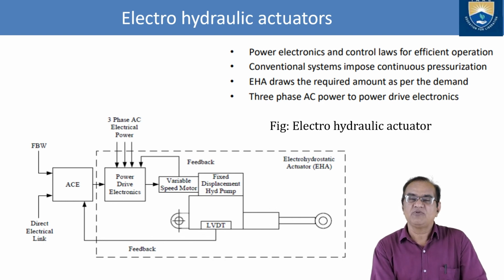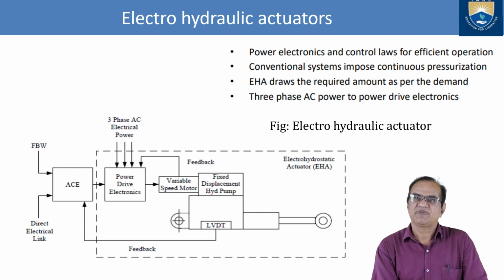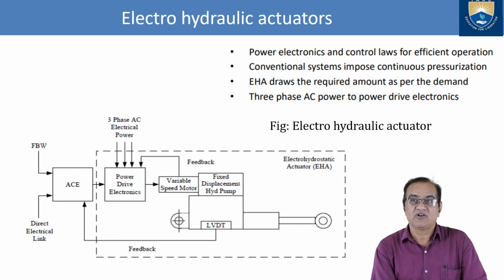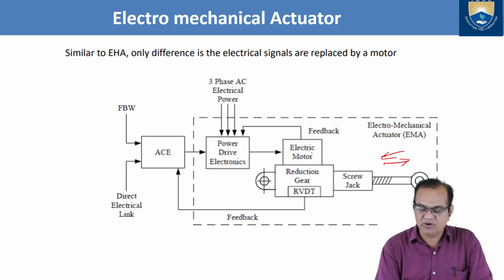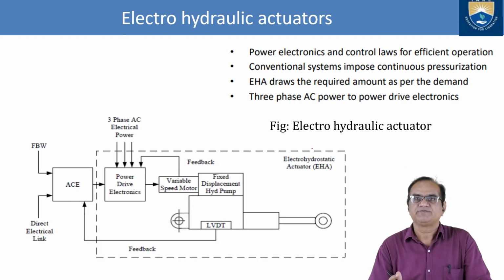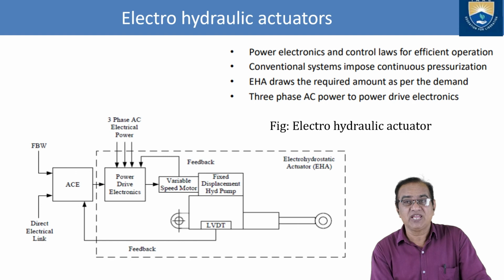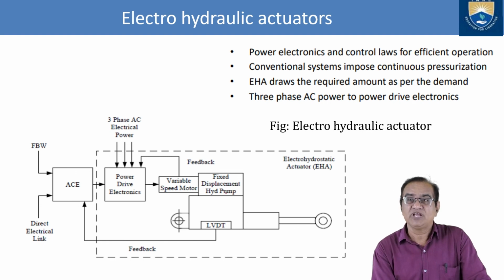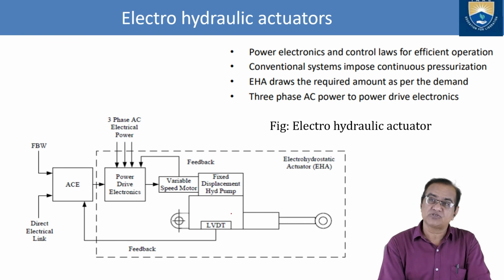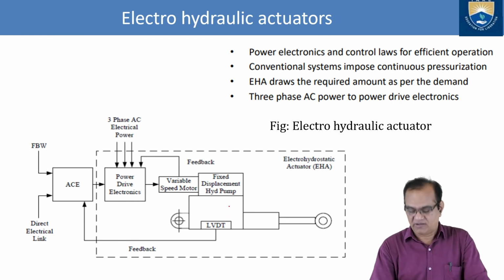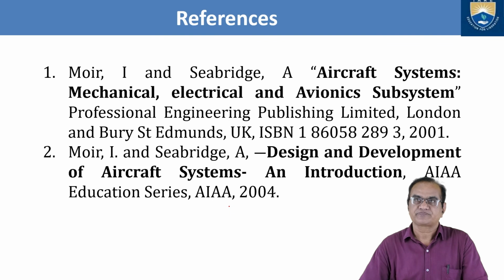Here we have the variable speed motor, which is not there in the previous one, and a fixed displacement hydraulic pump. Here we have a hydraulic pump also because it is electro-hydraulic. In the previous one, only the power drive and motor are there. But here we have the power drive, the variable speed motor, as well as a hydraulic pump. So both are working, so it is more redundant and safer. It can work better than the previous one.